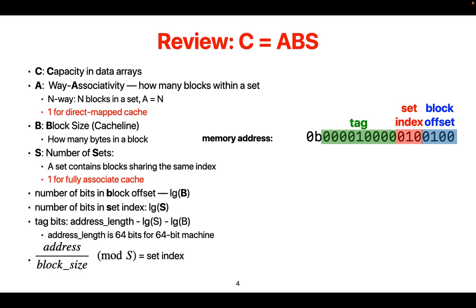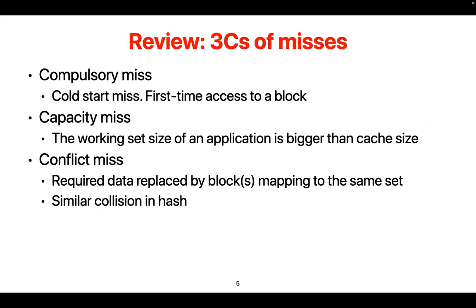And it turns out that you really need some basic technique to analyze the behavior of your code by emulating it. So here is a summary of the C equals ABS that allows you to put in those cache parameters, so that you know how to partition your memory addresses, how the cache is going to deal with them, whether it is going to cause a miss, and if it's a miss, what kind of miss it is, so that we can address the fundamental reason behind those misses to improve performance.